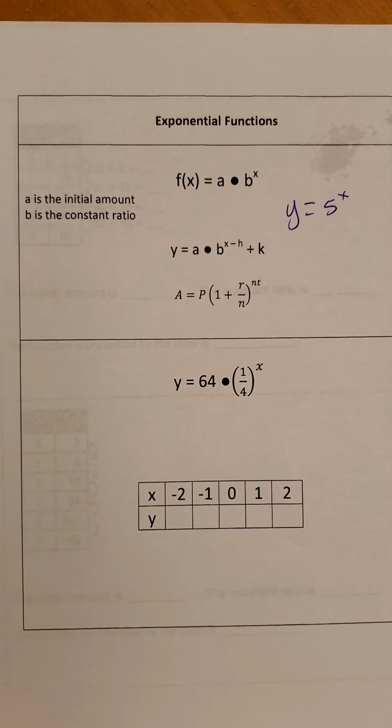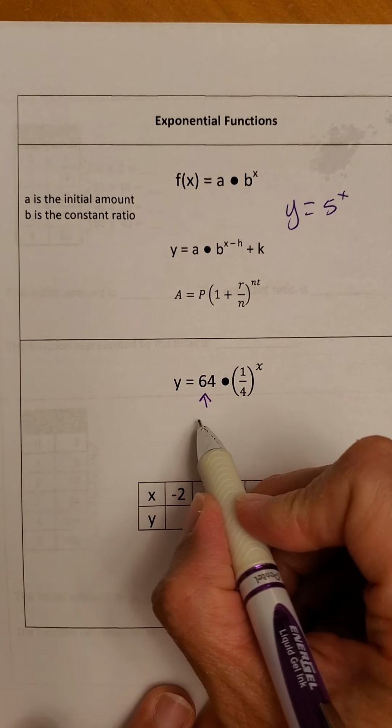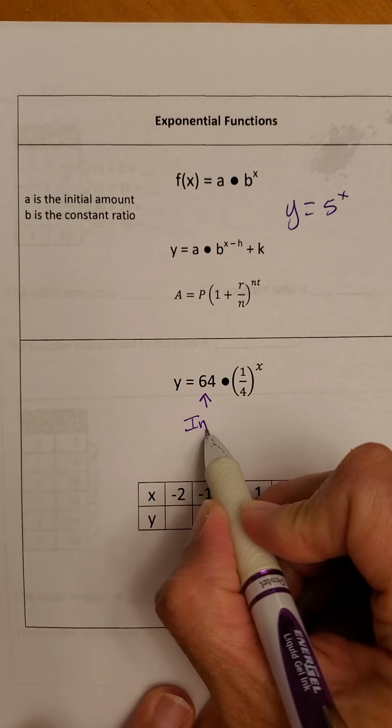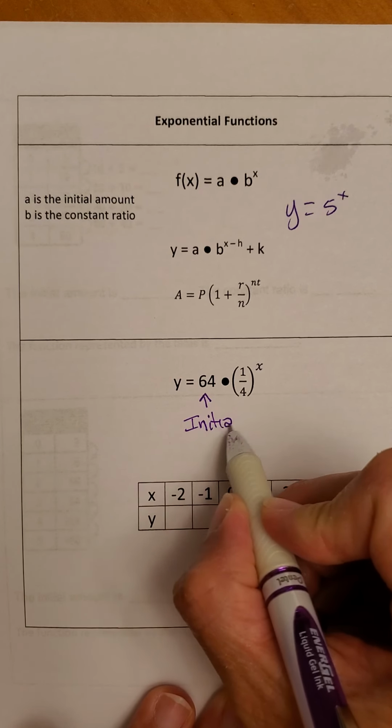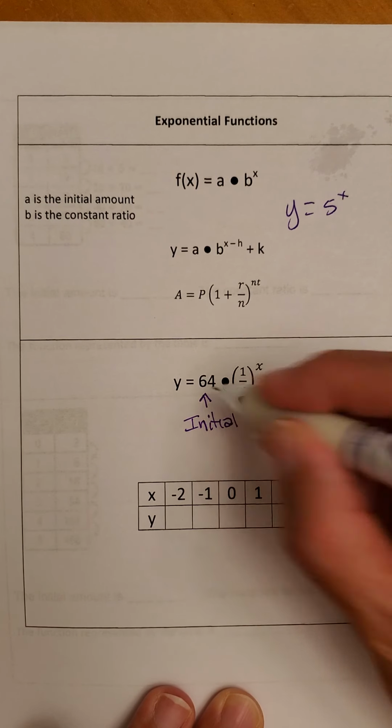So today our goal is just, can you find the initial value in an exponential function? And can you find the constant ratio, the thing that's being multiplied over and over again? So when we look at our function, this is our a value. That's our initial value. That's the starting amount. That means when x is 0, that's my initial amount.